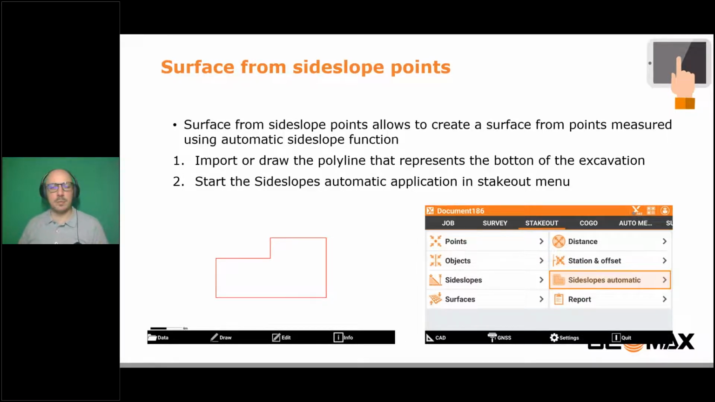Normally you import into the project the bottom of the excavation. So imagine that you are in a construction site and you import inside your project the bottom of the excavation. Then with the function side slope automatic, you enter the value of your side slope to the ground, and you stake out what is called the catch point. So the point that is the connection between the design slope and your real ground. You stake out all these points, and then with this new application, you have the possibility to create a surface that then, in general, the goal is to move to a machine control to make the excavation. Let me show you a live example.